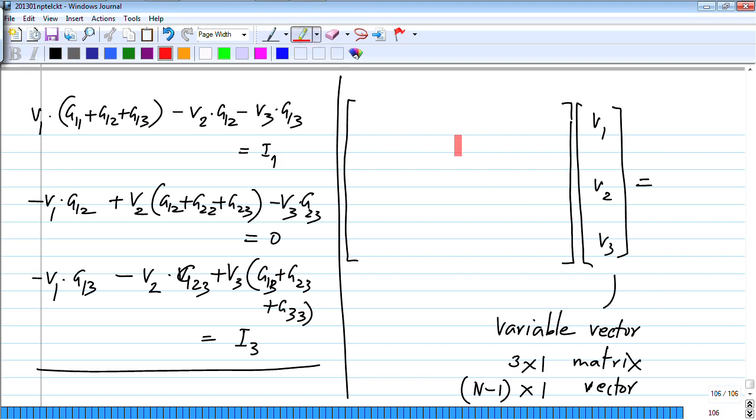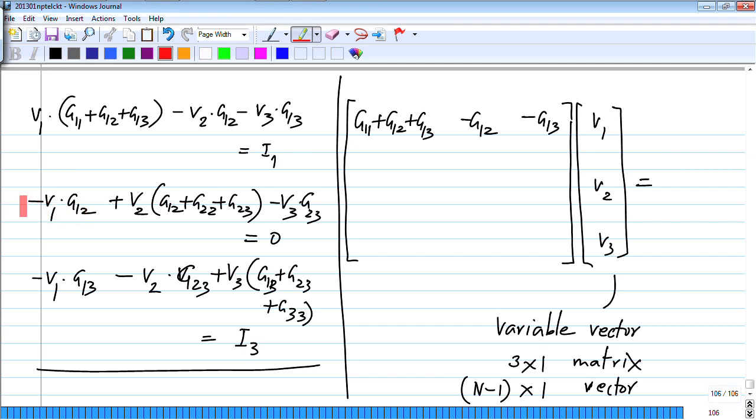Now, what is the matrix? It's nothing but these coefficients which multiply V1, V2 and V3. Okay. So, the first element of the first row will be G11 plus G12 plus G13. The second element would be whatever multiplies V2. Okay, you know that when you multiply matrices, you multiply the first element by the first element here, second one by second one, and the third one by third one. So we will have minus G12 minus G13.